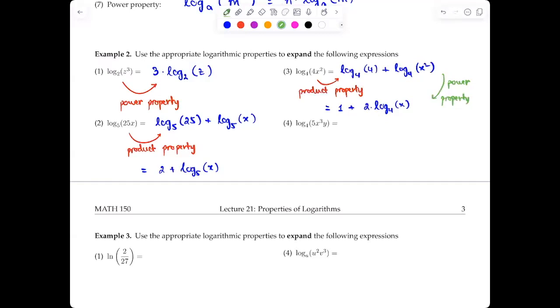For log of base 4 of 5 times x cubed times y, there are 3 terms that multiply together. That is 5 times x cubed times y. So you're going to separate into 3 different terms, right? Add them together. So here it becomes log of base 4 of 5 plus log of base 4 of x cubed plus log of base 4 of y. Again, what you use is the product property.